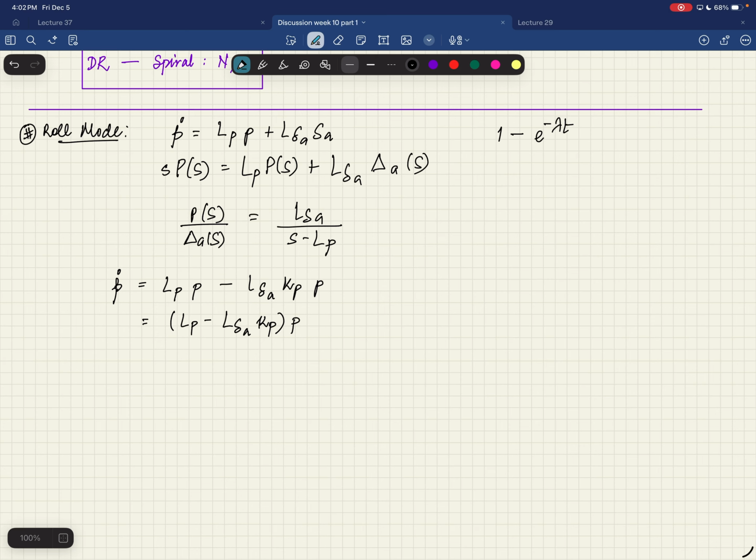LP minus L delta A KP. So let's say right now I have some current LP, and I want to get it to some desired LP. So you just need to equate LP minus L delta A times KP equals the desired LP. The three values, current LP, L delta A, and the desired LP, are given to you. You will get KP from there.